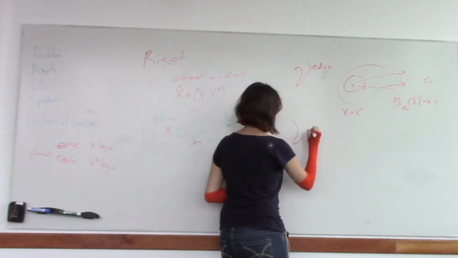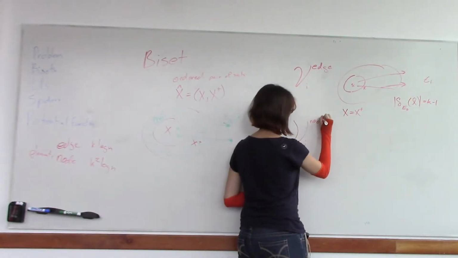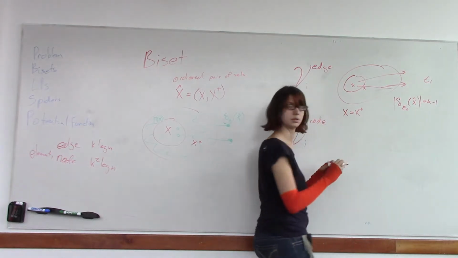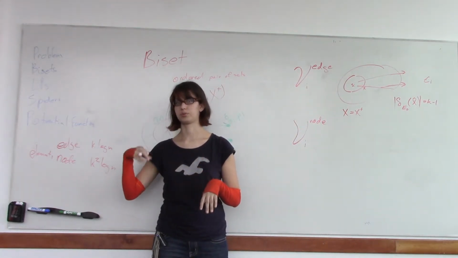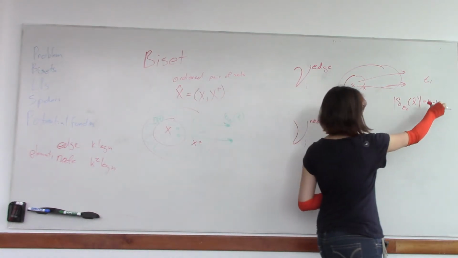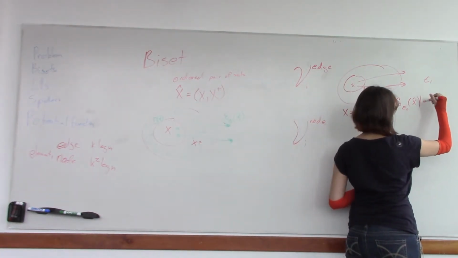And then we'll have another family for the nodes. And here I just means at the ith step of your process, the ith augmentation step. So this will actually be I minus 1.